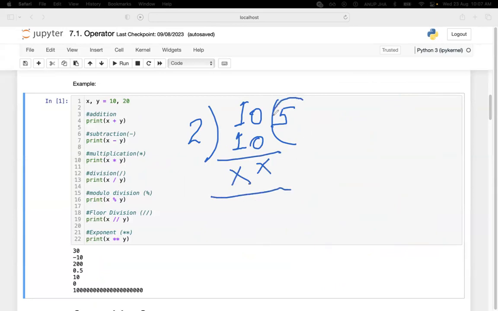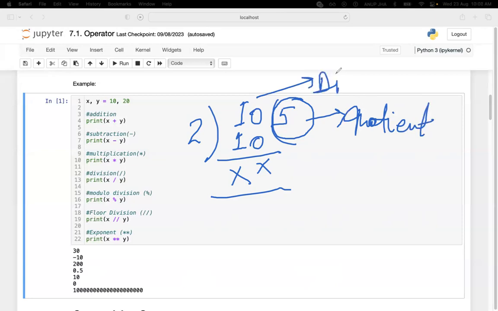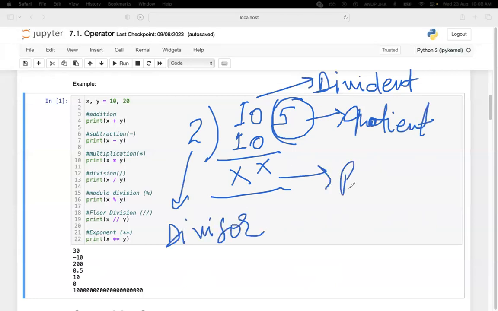What is this called, Ruchi? Quotient. This is called quotient. This is called dividend. This is called divisor. And this is called remainder.